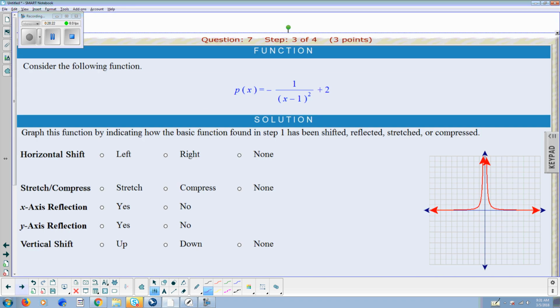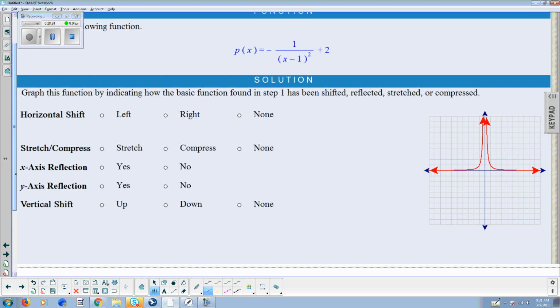Step 3. Let's talk about our shifts. Does this one have a horizontal shift? Yes, something added or subtracted with the x. What is our horizontal shift? To the right, 1 unit.